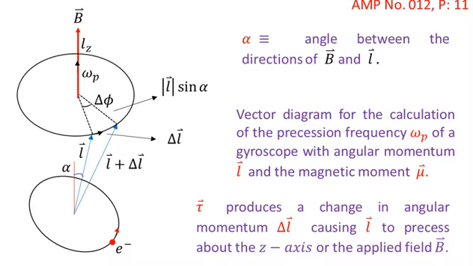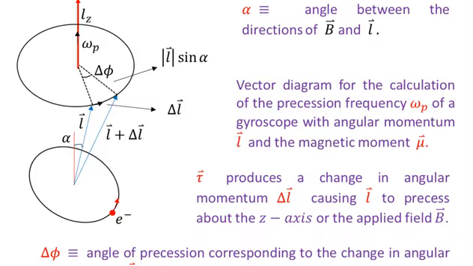Now let's try to do some mathematics so that we can find out some relationships. Alpha is the angle between the direction of B and L, as obvious from this diagram. Vector diagram for the calculation of the precession frequency omega p of a gyroscope with angular momentum L and the magnetic moment mu. You see that I have not shown the magnetic moment mu over here or in this diagram, and of course the magnetic moment mu is oppositely directed to the vector L.